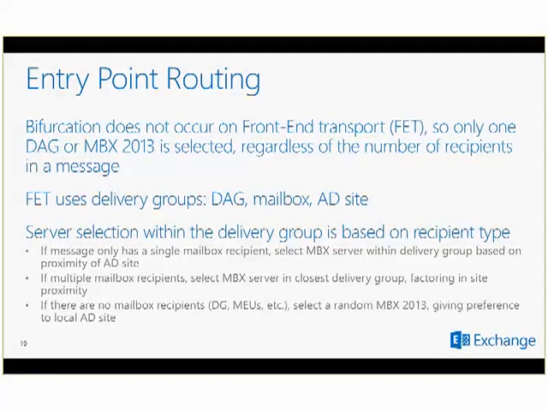If it is not a DAG member, mailbox server, I should say, or AD site if we have to fall back for legacy routing 2007 and 2010. It depends also on what kind of recipient type. Is it a single mailbox recipient? Is there a delivery group for DAG members in there? Is it a non-mailbox recipient, so a distribution group, a mail-enabled user, etc.? Or we just pick a random Mailbox 2013 in the local site. Preferred, if there's none, we'll pick just a random one based on AD site cost. FET is really just deciding the next best hop. That's all it's really doing in the end.